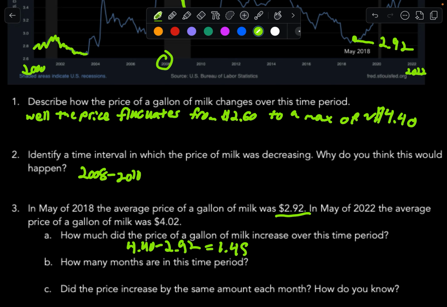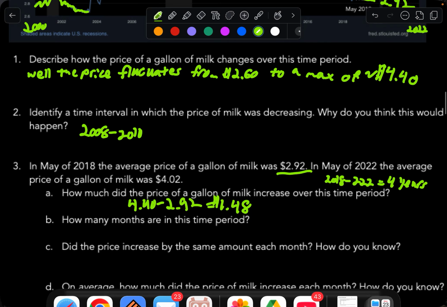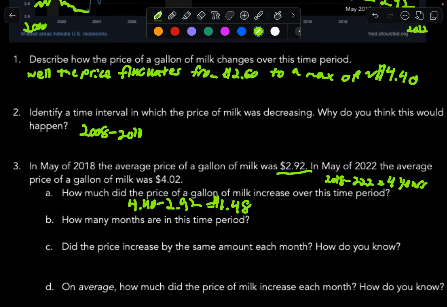Okay, so the price of the gallon of milk increased by $1.48 over that time period. How many months are in this time period? Well, it's a 2-year time period, isn't it? Or no, 4-year. It's from 2018 to 2022, which equals 4 years. So that's going to be times 12, because there's 12 months in a year. That's going to be 48 months.